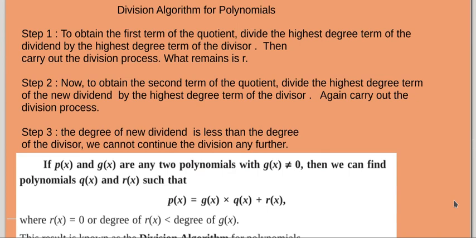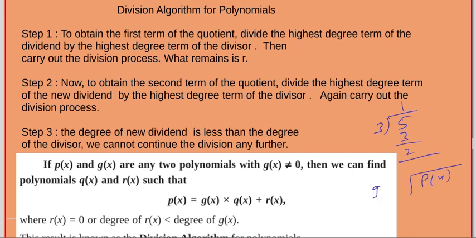Next, division algorithm. How to divide the polynomials. Dividing the polynomials. If we divide 5 by 3, 3 ones are 3, remainder 2. Here this 5 is p of x, so p of x we are dividing by g of x, so that we will get quotient q of x and the remainder r of x. This is the general division, no?